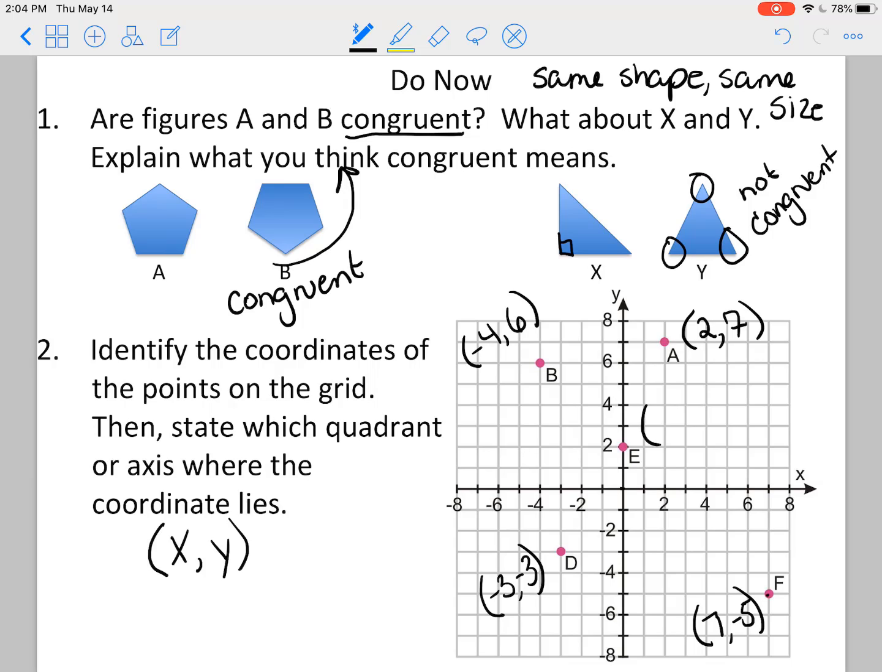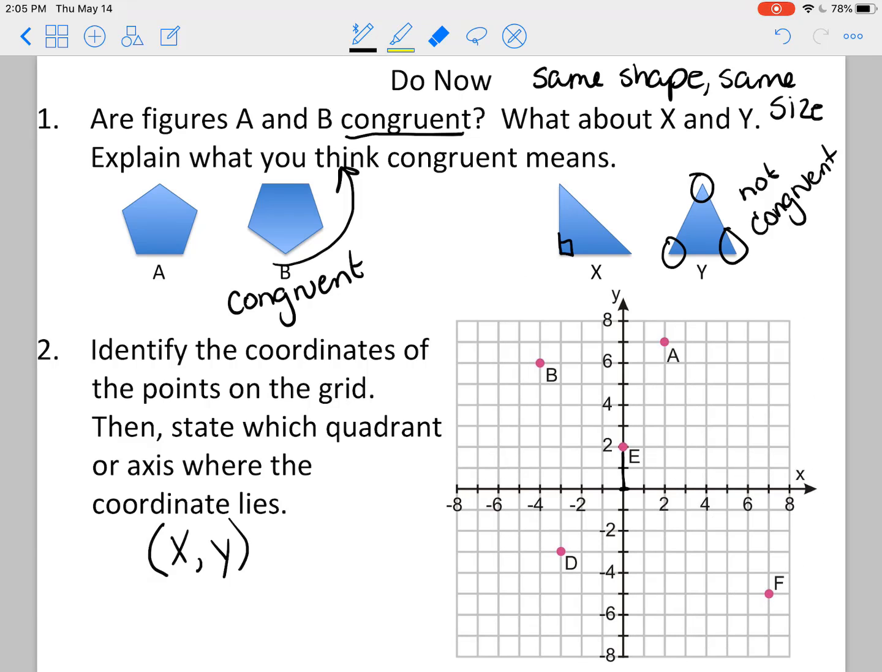Finally, point E. Starting at the origin, we do not move left or right to get to E. So the X value is 0. Then we go up 2 to positive 2. If a coordinate is on the y-axis, it has an X value of 0. If a point is on the x-axis, it has a y value of 0.